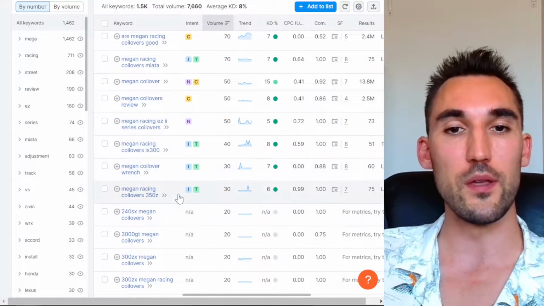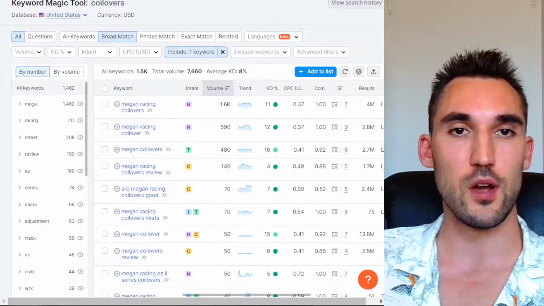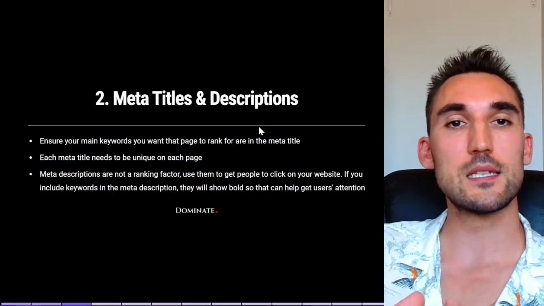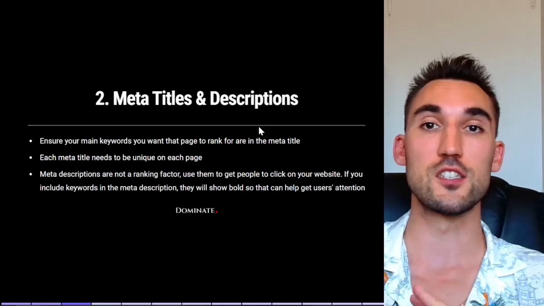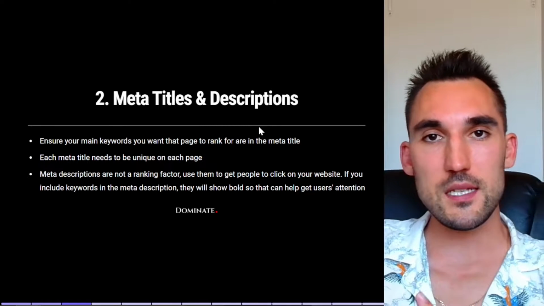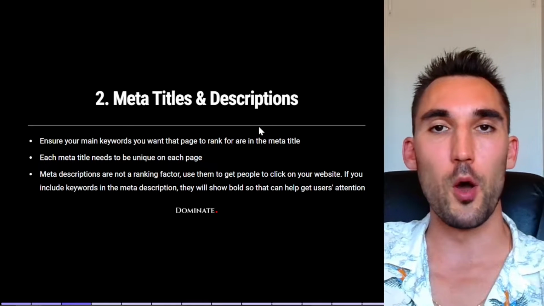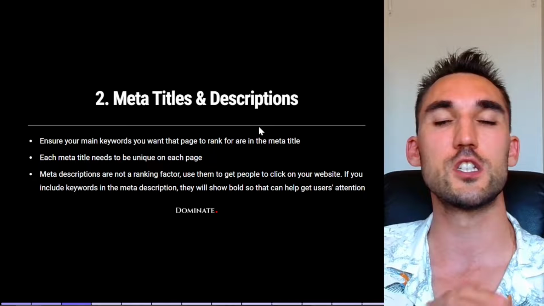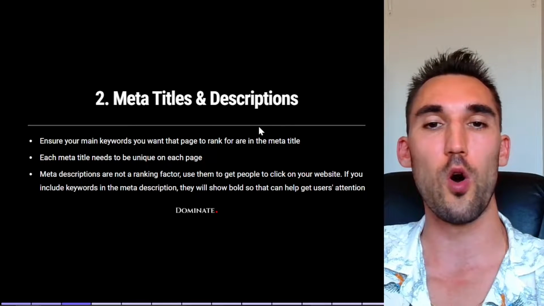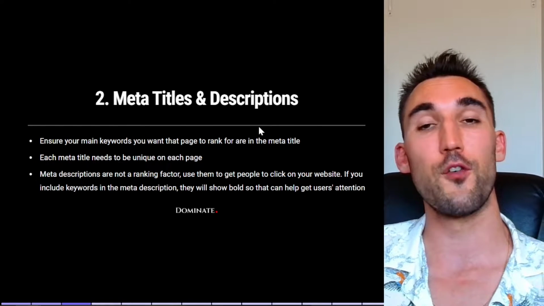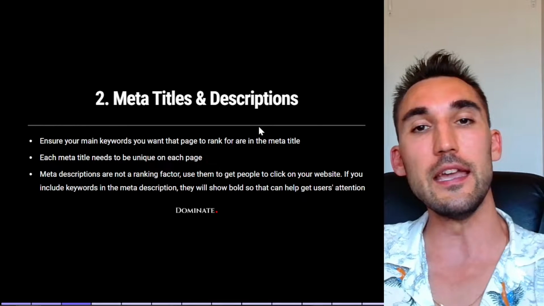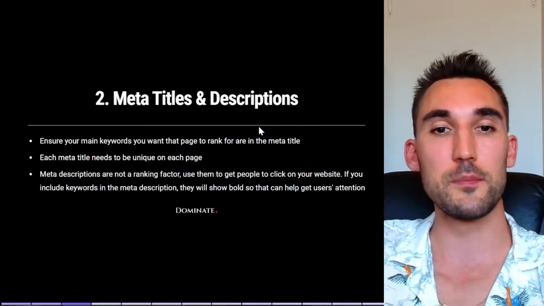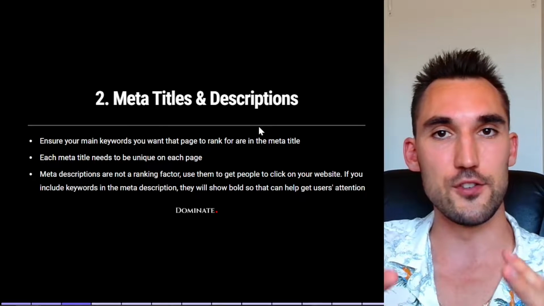So now that we've established what keywords I'm trying to rank for, we can now go to point 2, which is the meta titles and descriptions of the Shopify store itself. So the meta titles and descriptions are a core component of SEO, whether it's for Shopify or otherwise. And basically what you want to do is ensure that the main keywords that you want the specific page to rank for are actually in that meta title. Each meta title needs to be unique to each page, and meta descriptions are not actually a ranking factor, so you need to be aware of that.